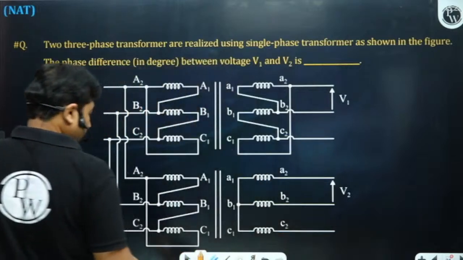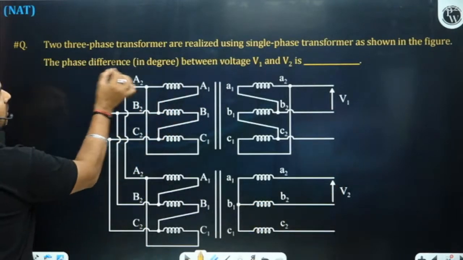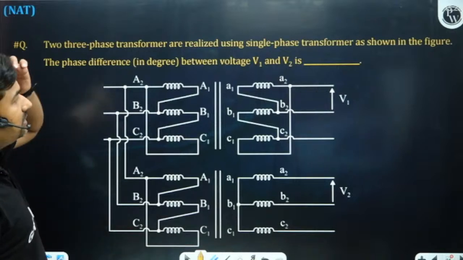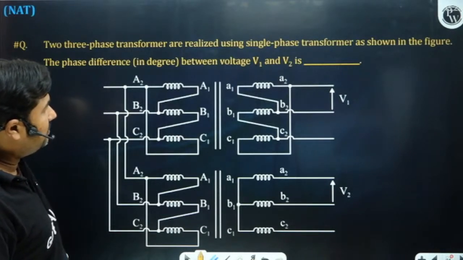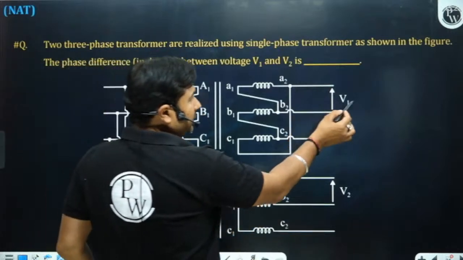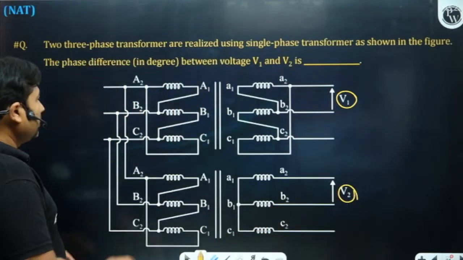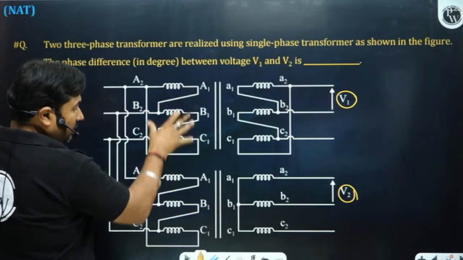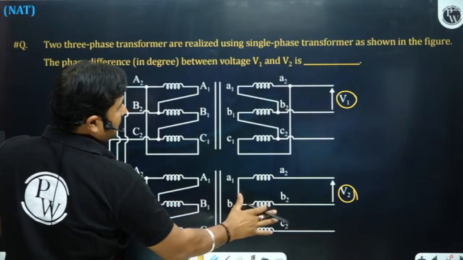Okay. One more question and then we will move to the next topic. Please see, two three-phase transformers are realized by using single phase transformers as shown in the figure. The phase difference in degrees between V1 and V2 is? So we need to find the angle difference between V1 and V2. Please observe here. We have two transformers. One transformer is delta delta and one is delta star.